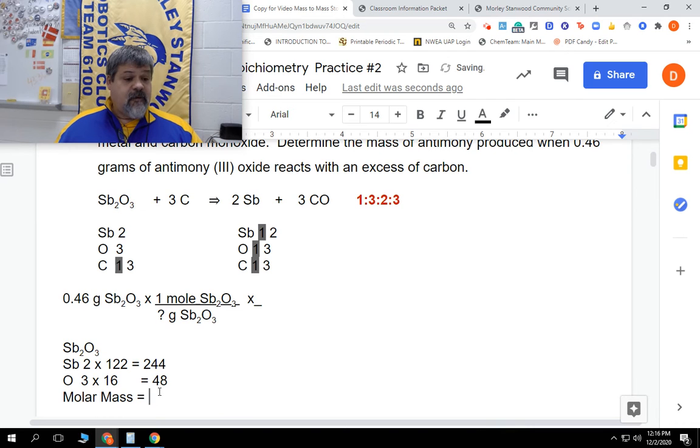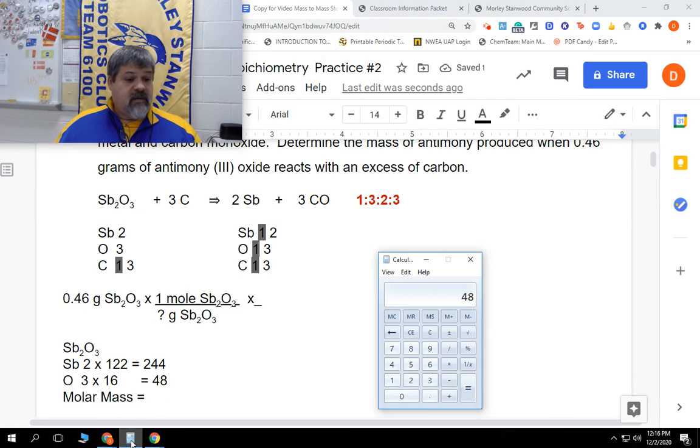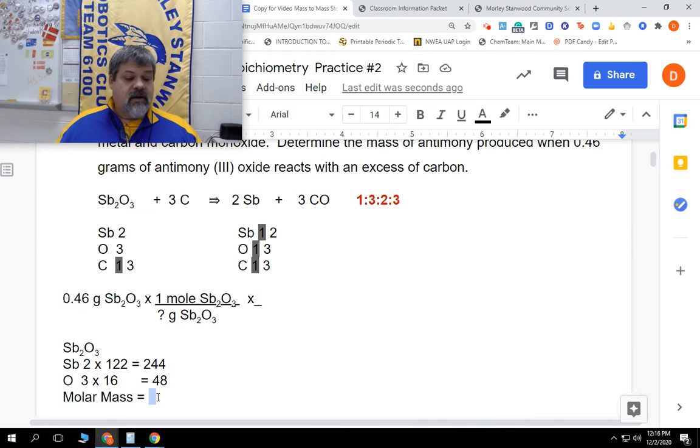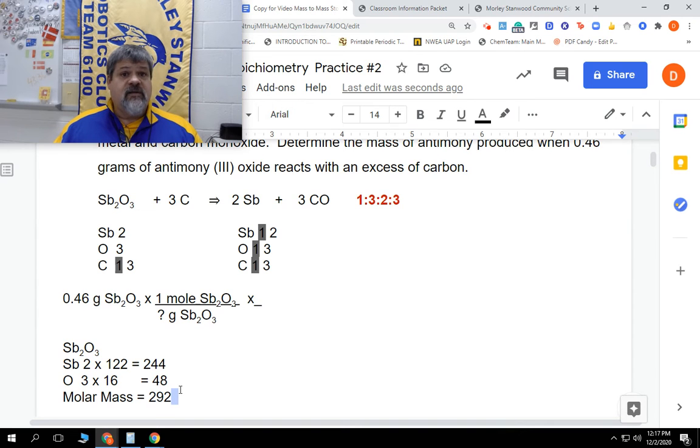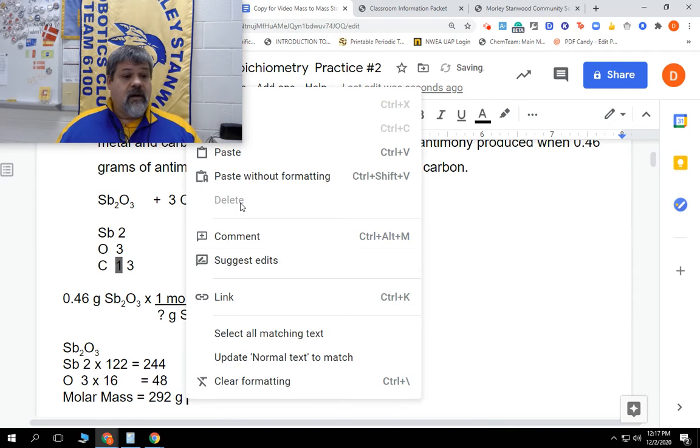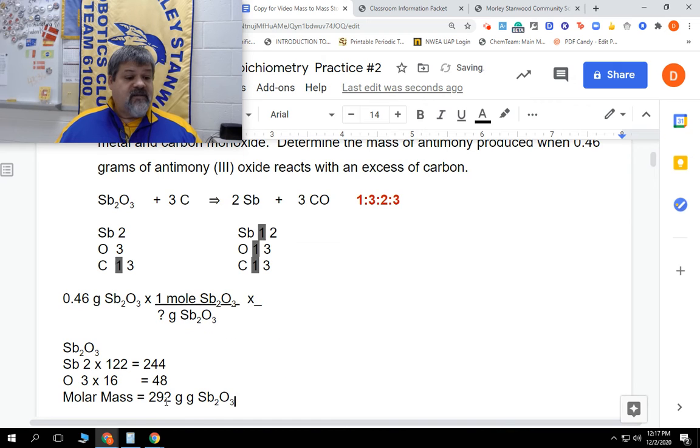So we're going to add those together, 244 plus 48 equals, let's double check that's not right, 244 plus 48 equals, there, that looks better, 292. But again, let's go ahead and double check that, 244 plus 48 equals, there we go. And that's going to be grams of antimony 3 oxide. So we're going to put down grams, and then we're going to go ahead and paste our next antimony 3 oxide. Now that's the molar mass.